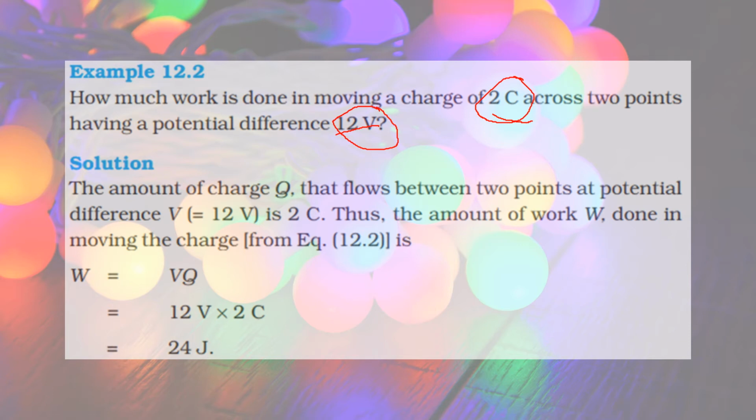So we know that V is equal to work by charge. So work can be written as V into charge. So work is equal to V into Q, potential difference into charge. Potential difference is substituted as 12 volt. Charge is 2 coulomb. So when you multiply, we will get 24 joule.